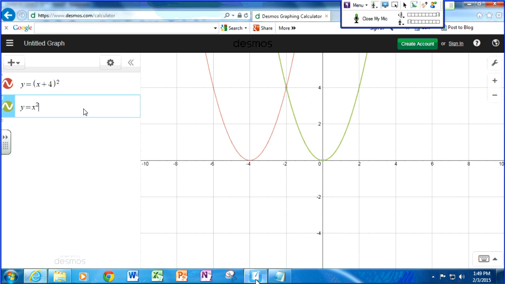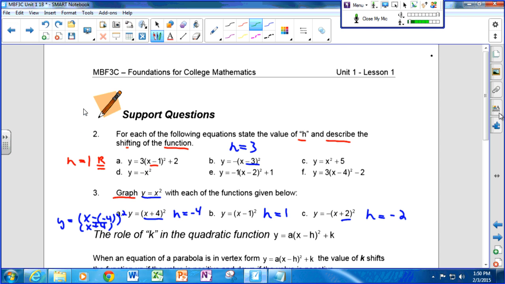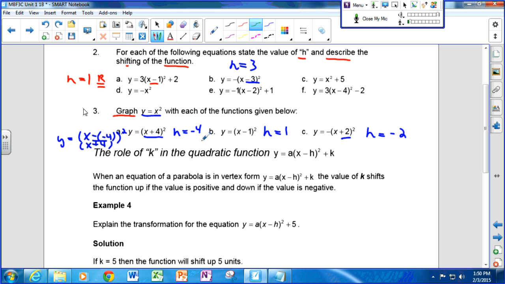Okay, so I'm just going to flip back now to the lesson. Okay, so you see here that the key to solving this question 3 was just figuring out the h value, really. So that's the part that I want you to focus on for this.